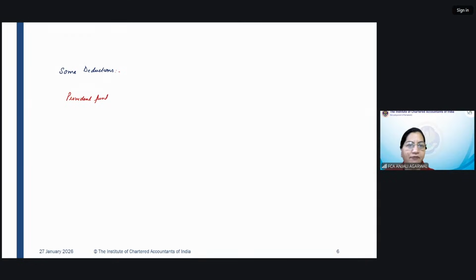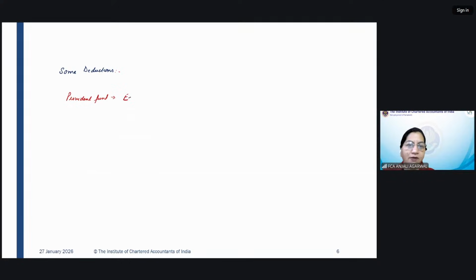So we have Provident Fund, which is a fund created for the retirement of the employee. We want that the employee should have something when he retires at the end of his job tenure, whether he retires at 50, 58, 60, 65, whatever the age. So he should save some part during his service. Whatever part he saves is kept in a provident fund.